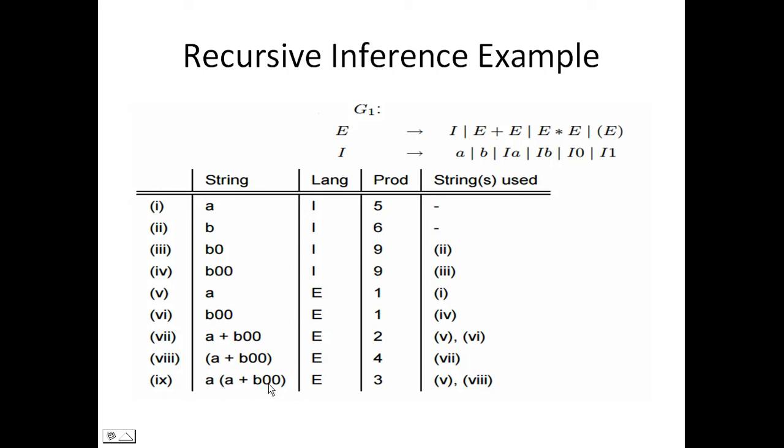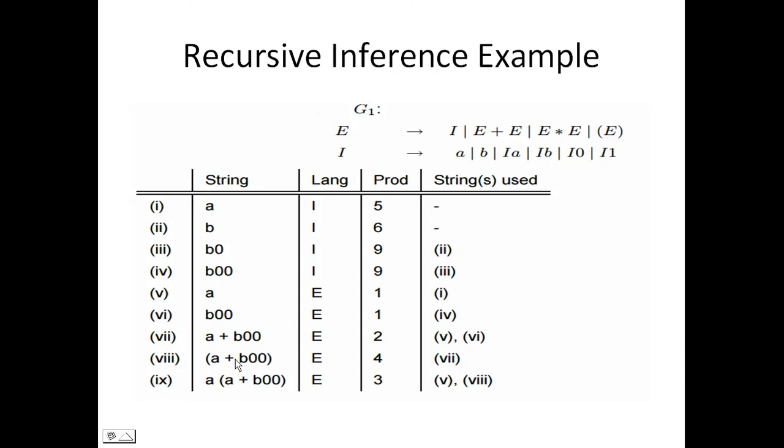Yes. So where have you got this bracketed string from? It is nothing but A into A plus B double 0. So which production rule is it? So E into E. Okay, so from language E, the third production rule. So that is why E and 3. Which strings have you used? The 5th one, that is A, and the 8th one, that is A plus B double 0.